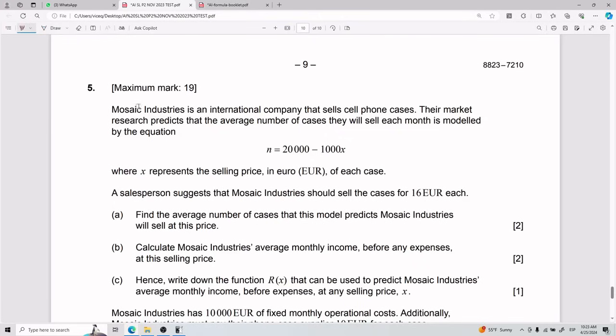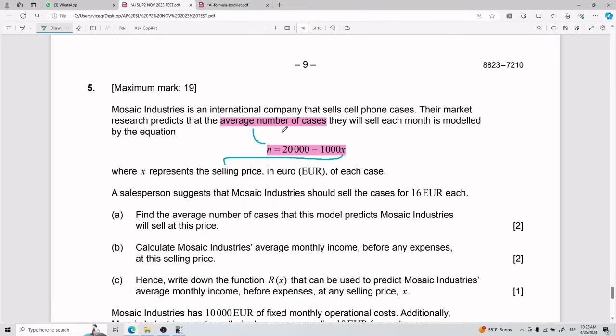We have that Mosaic Industries is an international company that sells cell phone cases. Their market research predicts the average number of cases they will sell each month is modeled by the equation, okay, where X represents the selling price in euros for each case. And N, of course, is going to be the average number of cases. So let's first understand that N is going to be the number of cases, and X is going to be the selling price.